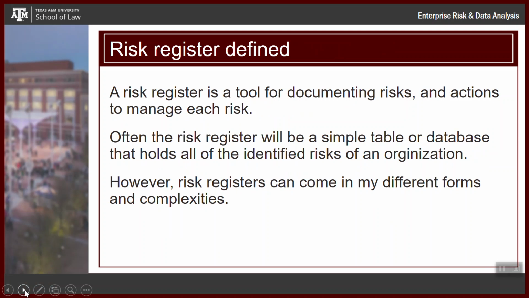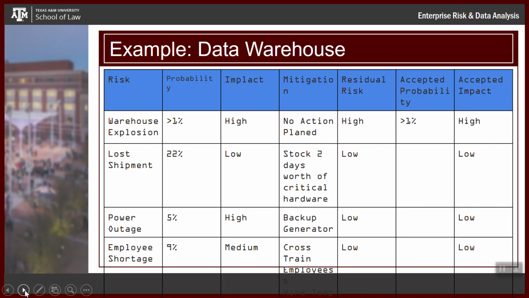So a risk register, it's a tool. It's a tool for documenting risk. It is not going to help you calculate your decisions. It's not going to help you figure out what path you should do. It basically documents the risk and the actions needed to manage each risk, period, end of discussion. And it's just a simple table. You could do it in an Excel spreadsheet, you can do it a little more sophisticated in a database. It doesn't matter. Let's look at the simple one.